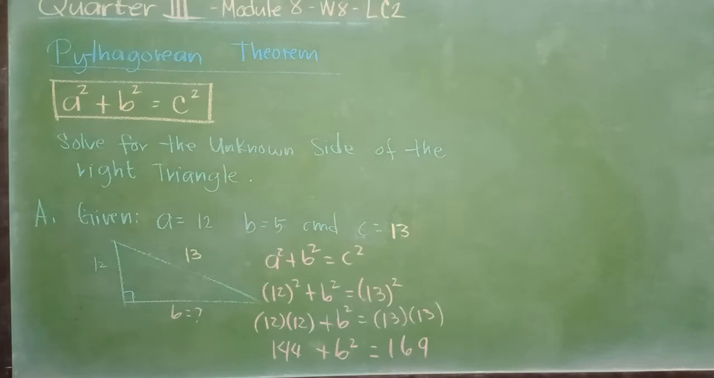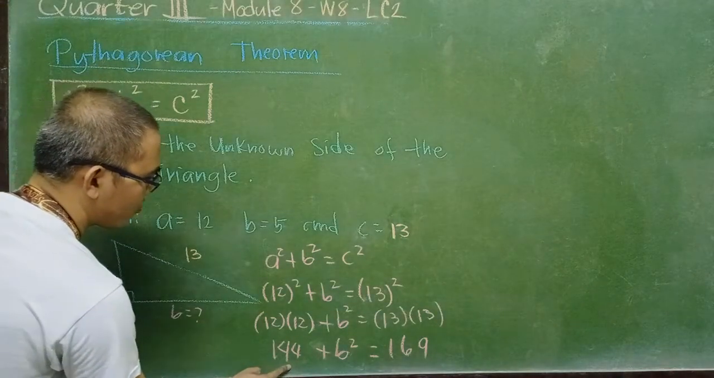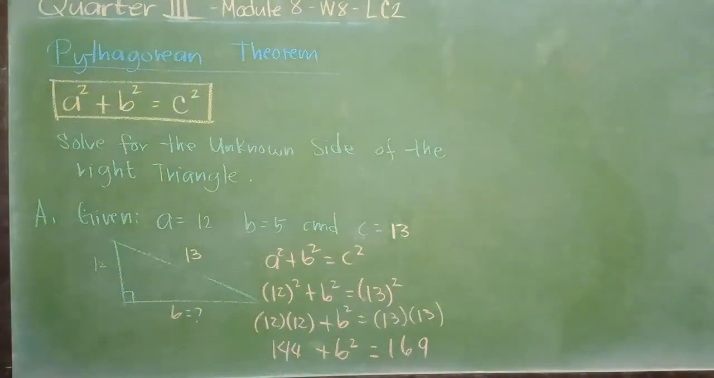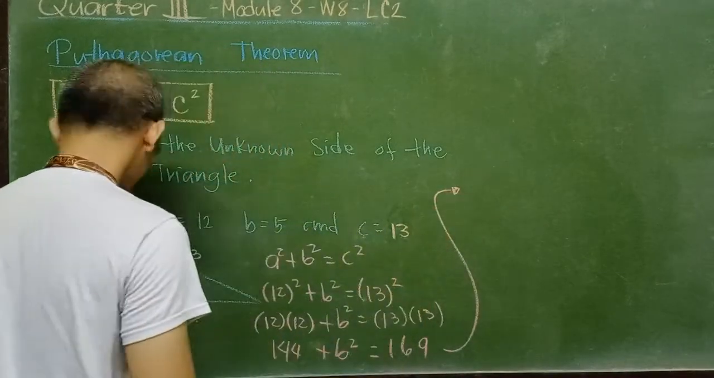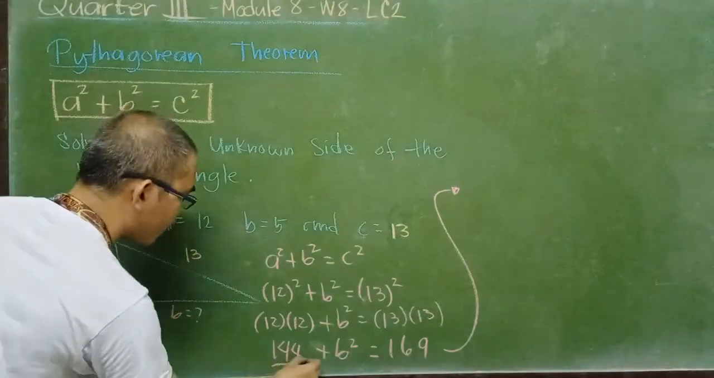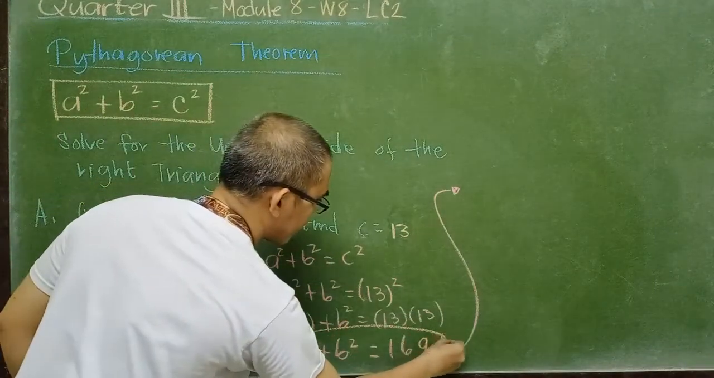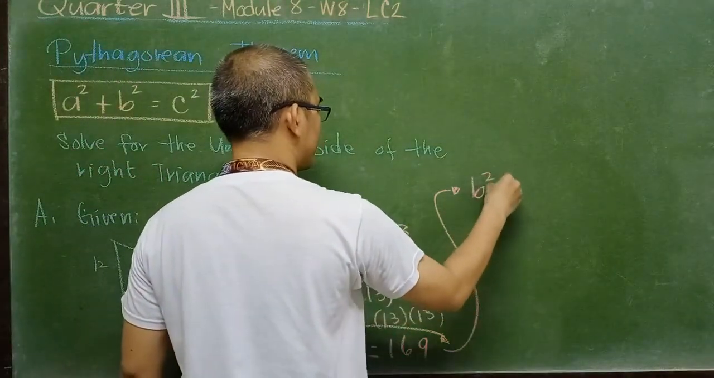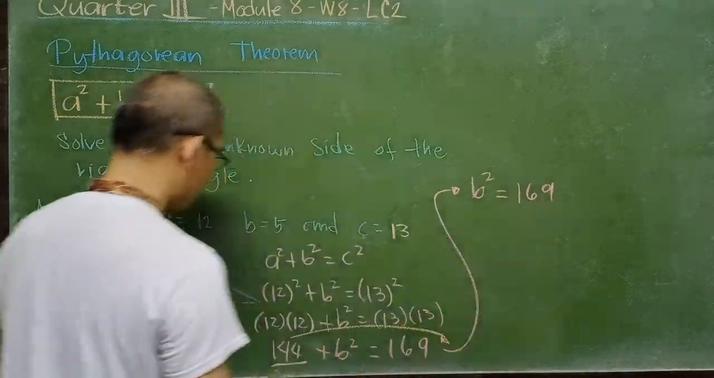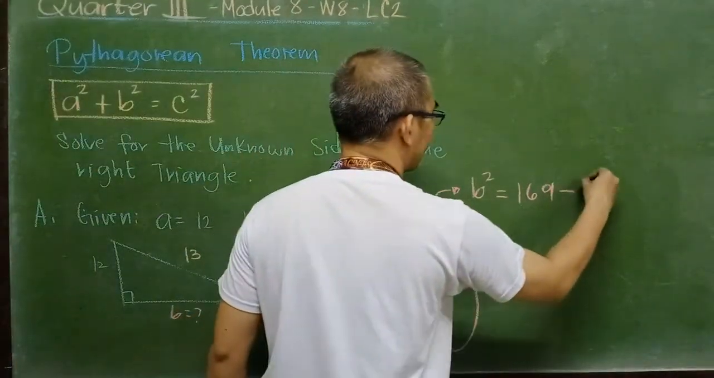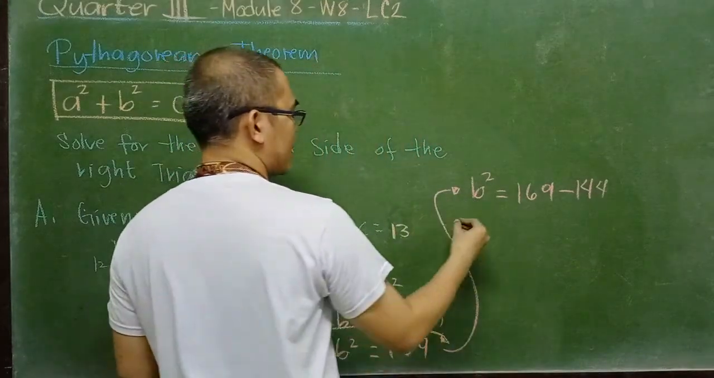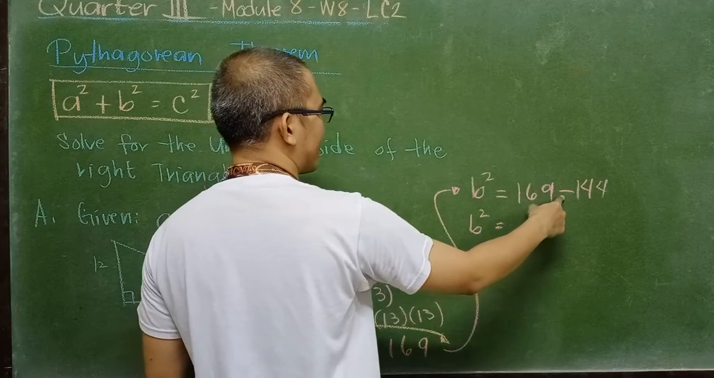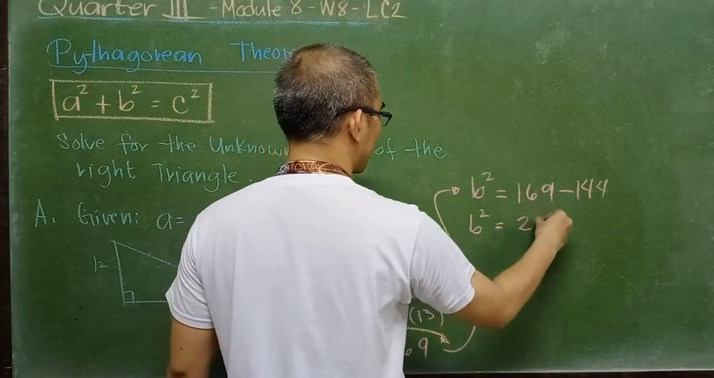Next, so this time b squared naman yung nawawalang, o yung b yung nawawalang value. Anong gagawin ko dyan? So ang next na gagawin ko is i-transpose ko yung 144 dito sa kabilang side. So magiging yung 144, ita-transpose ko dito sa kabilang side para wala nang kasama yung b squared dito sa kaliwa. So magiging b squared is equal to 169. So from positive 144, magiging negative 144. So b squared is equal to 169 minus 144. That is equal to 25.